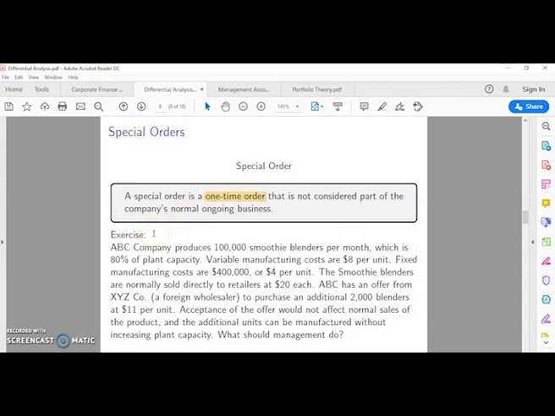ABC company produces 100,000 smoothie blenders per month, which is 80% of planned capacity.